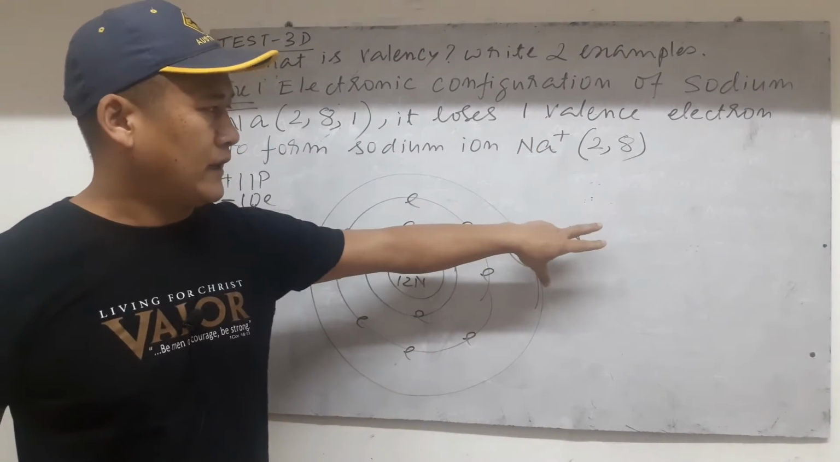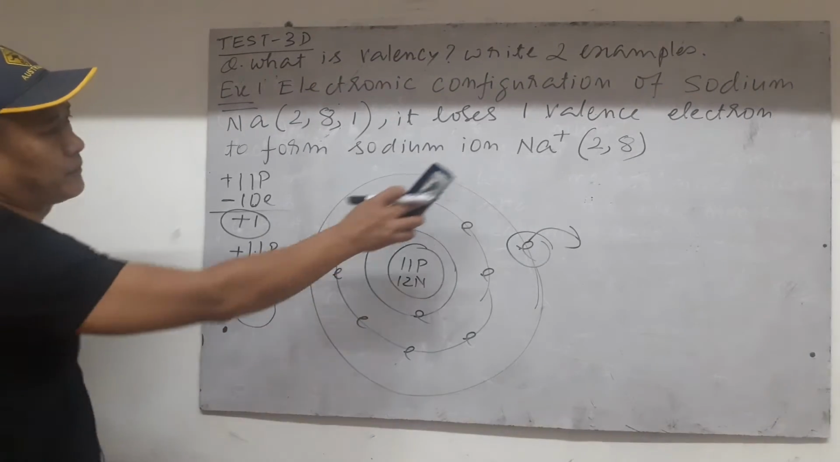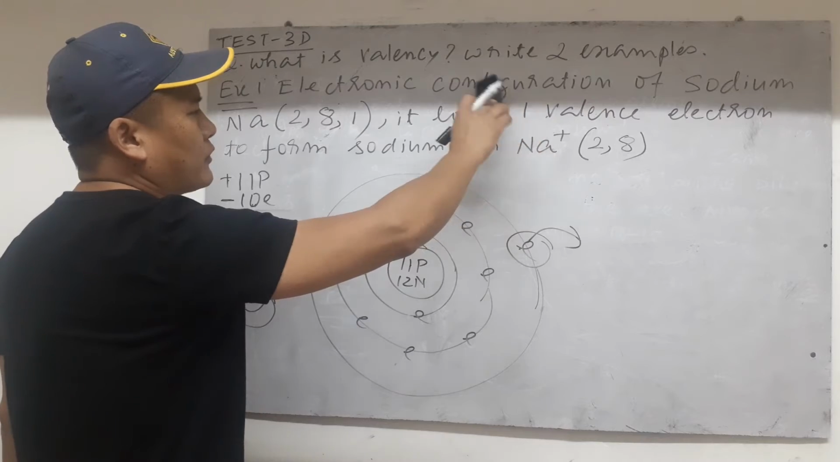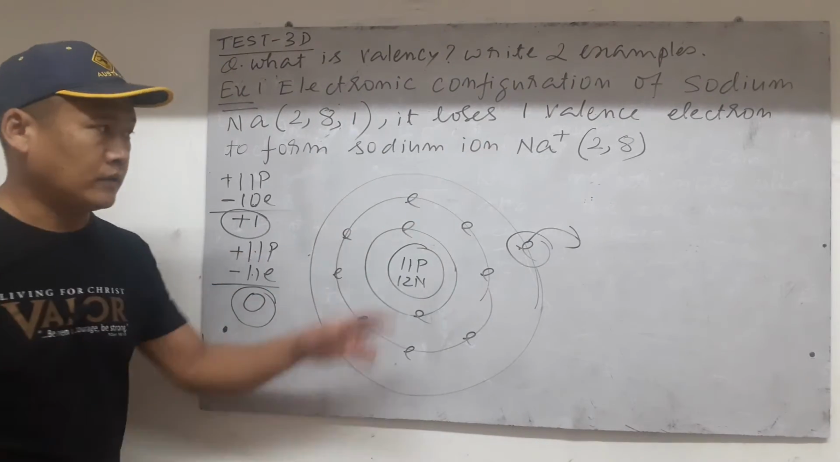Had it lost 2 valence electrons, then it would have been 2 plus, right? So I hope you're getting why the plus sign is coming out, because 1 electron is lost. One less electron means 1 less negative charge, so 1 extra positive charge is showing up there. So that is called an ion.